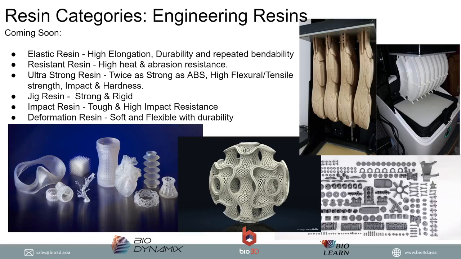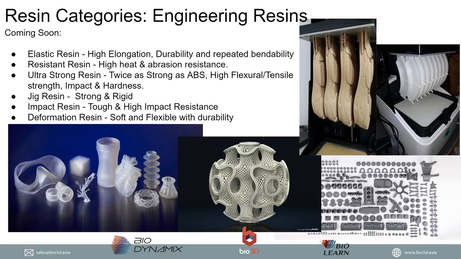The next resin that should be coming online soon will be the resistant resin. So this is resin that is extremely resistant to high heat and abrasive factors. So this is a perfect engineering resin to print parts that are in an environment that has a huge heat fluctuation, high heat to low heat to high heat, and also experiences a lot of wear and tear. So this would be the sort of resin that you'd use for those sort of parts.